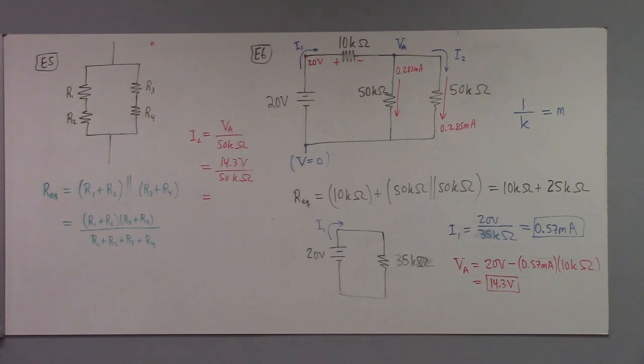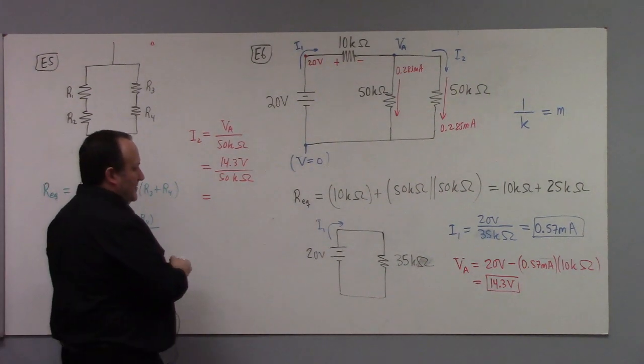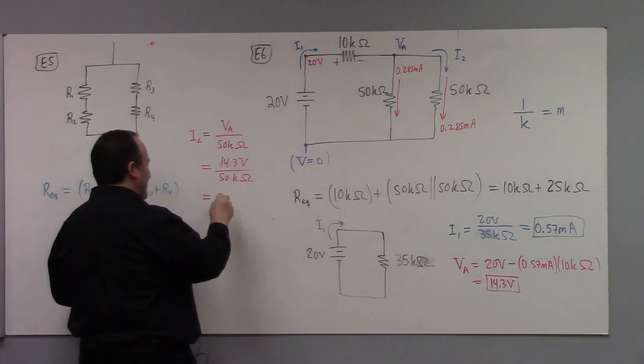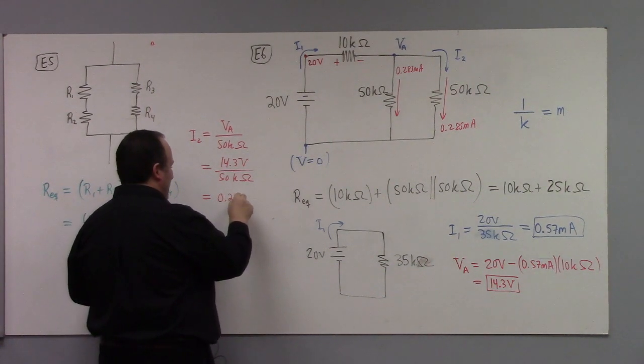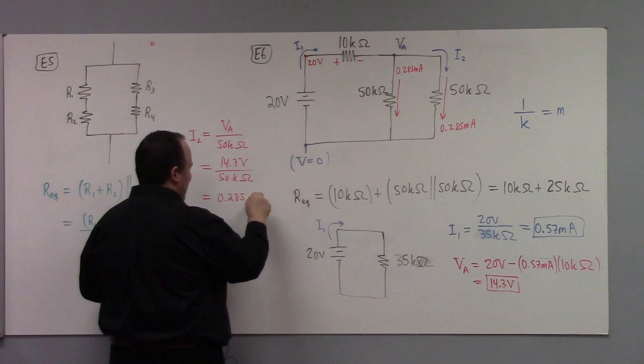I should have made it more complicated. Oh well. Which is going to give us what? 0.286. You're cheating. 0.285 milliamps.